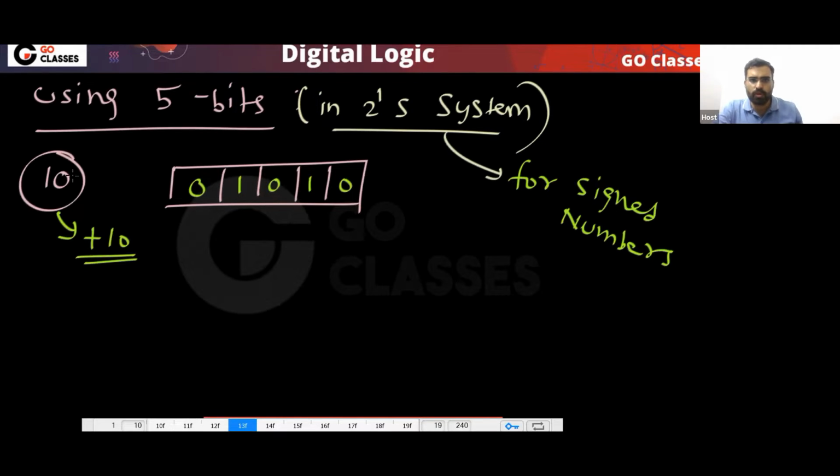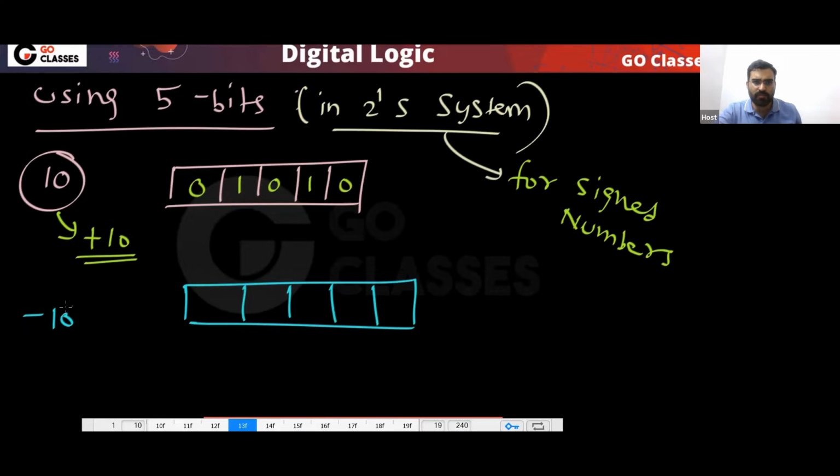Because for positive numbers, all these three systems are the same: 2's complement, 1's complement, and sign magnitude. For positive numbers, all systems are basically the same. So this will be 01010. And what will be minus 10 in the 2's complement system?